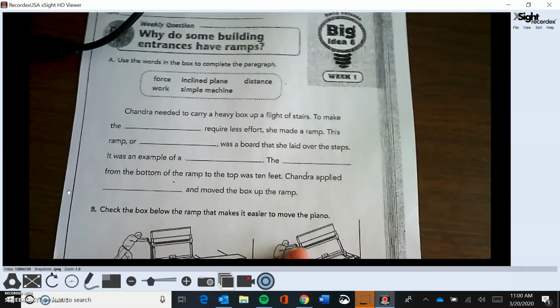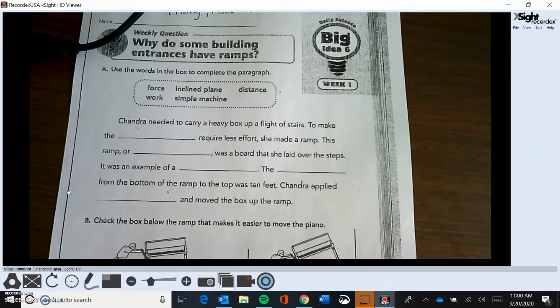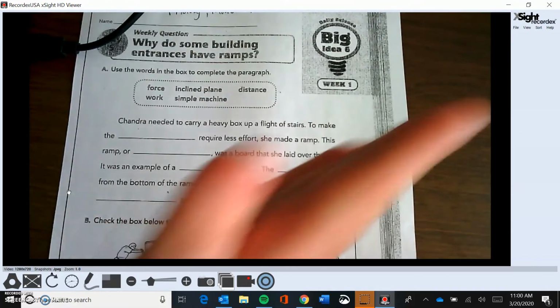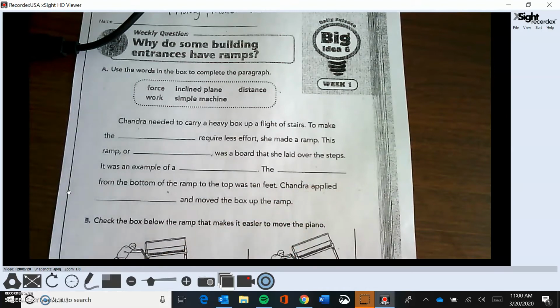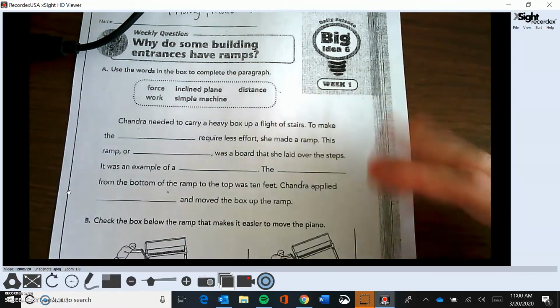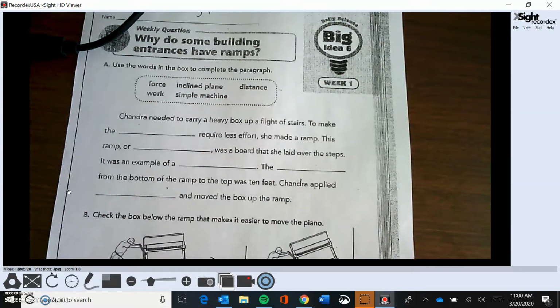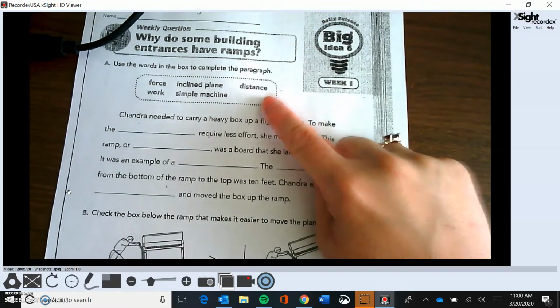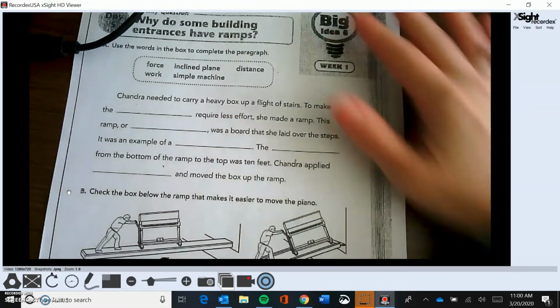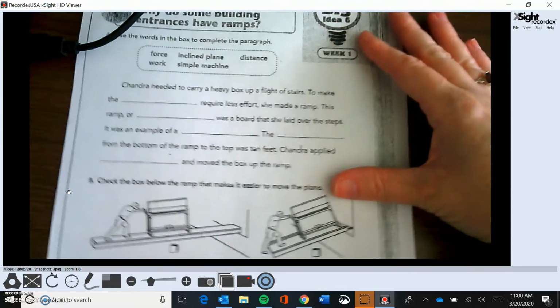An inclined plane, what we talked about most of the week, is usually a diagonal object that helps when you're moving something up it and makes using that force easier. Simple machines are anything like levers or inclined planes, anything that you would use to move something else. And distance is just how far or how short of a distance you're moving something.